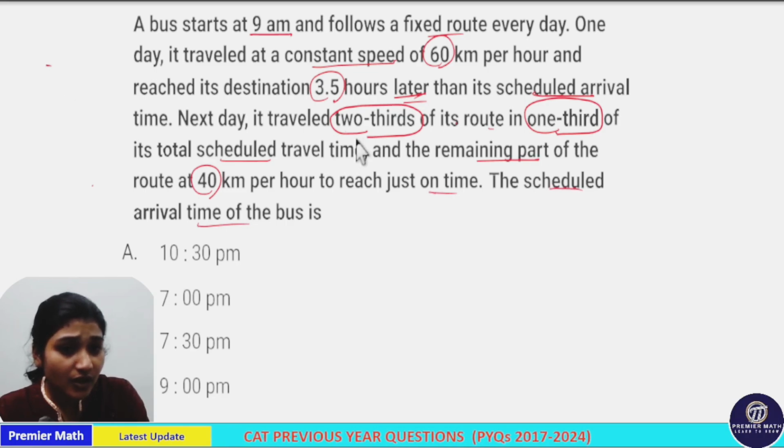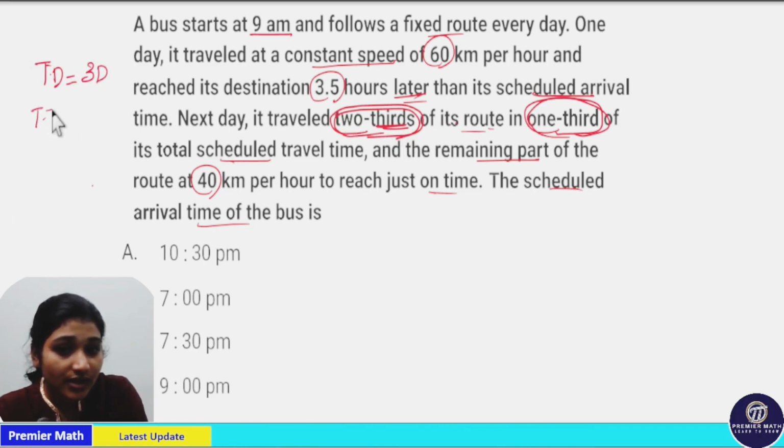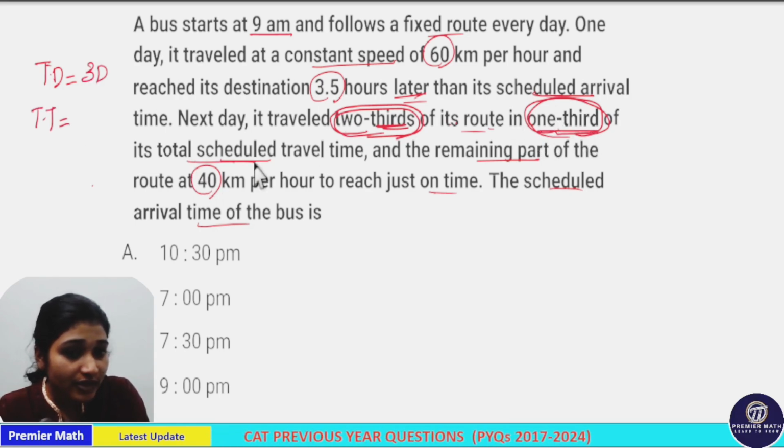Here, the question clearly says two-thirds of the route and one-third of the scheduled time. So for the total distance, two-thirds of the route means I can take the total distance as 3 parts, or 3D. Now the total scheduled time: the question says one-third of the total scheduled time, so 3 parts of 3T. 3T is the total scheduled time.